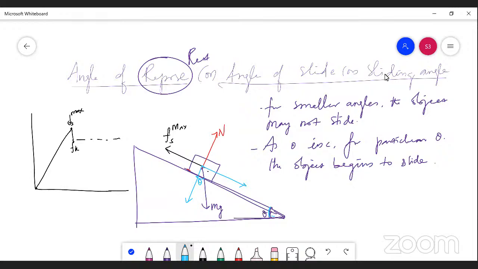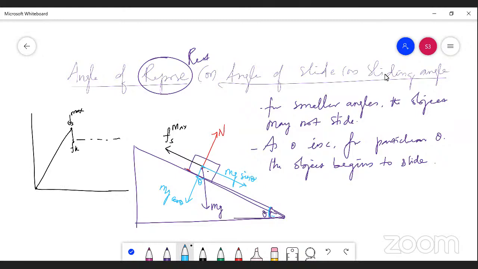As I told you in the earlier classes, mg is the gravitational force, a vector quantity. If any vector makes an angle theta with any of the axes, then that component must be taken as the cos theta component. So simply I can write this as mg cos theta, and the other component must be mg sin theta.